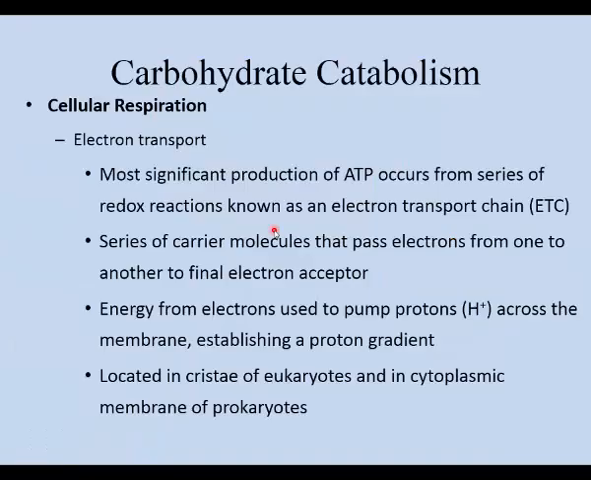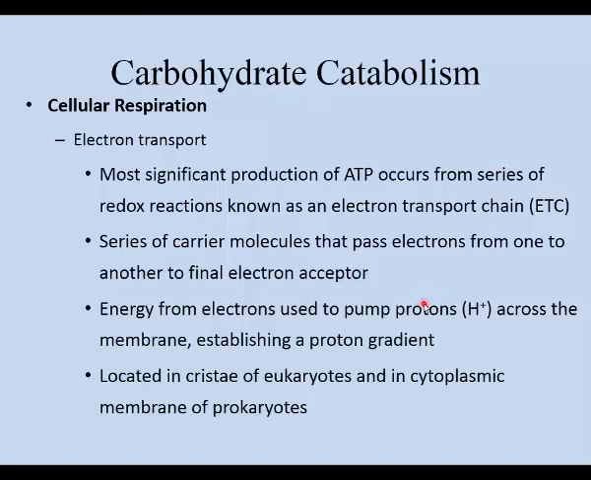So the electron transport, sometimes called the electron transport chain, is probably the most significant step of making ATP, because it's a series of redox reactions that allows for lots and lots and lots of ATP to be made. And so we end up with a series of our carrier molecules, like our NADH and FADH2s, that pass electrons into this series of reactions, and they just keep passing the electron. That's why it's called the electron transport chain. It's like a bucket brigade, where one hands off the electron to another, and it hands it off to another, and hands it off to another, and hands it off to another.